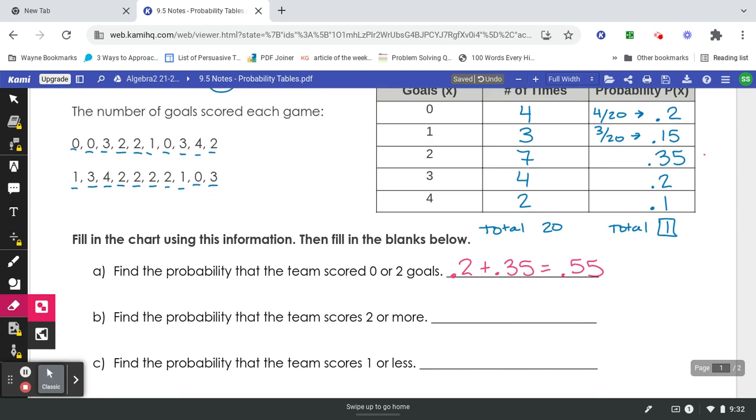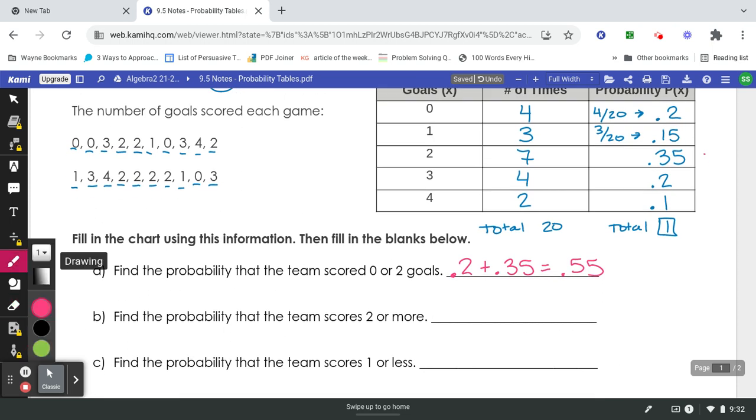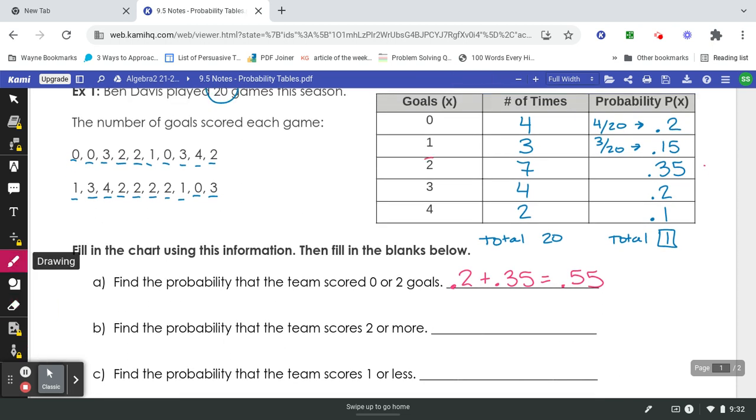What's the probability that the team scores 2 or more? Let's see, 2 or more would be 2, 3, or 4. So we're going to add up these probabilities here. So 0.35 plus 0.2 plus 0.1. Just type in your calculator. And if you want to write out how you did it, that might be helpful for later. There we go, 0.65.